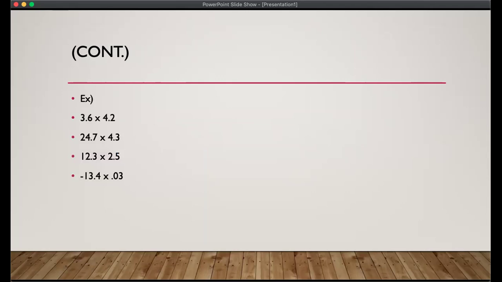Let's stop sharing here. All right. Great. We're right on the thing. So let's do 3.6 times 4.2, right? We multiply regularly.